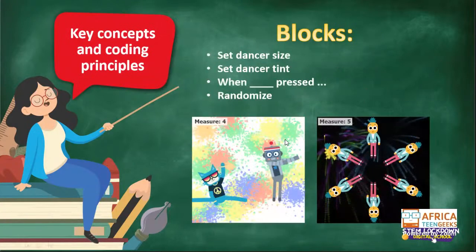Today we will see new blocks. We'll see set dancer size, so we can change their size. We will change their tint. We will also have something like: when up is pressed, something will happen. So we will write the program to run as usual, but then when I press something, something else will happen. And we'll also have the new block called randomize.